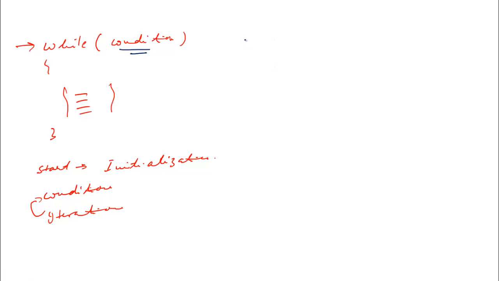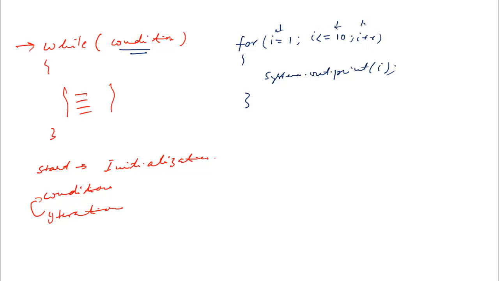Let's see the for loop once more, as I discussed yesterday. If I want to print from 1 to 10, how will I print it? Here, for i equal to 1, i less than equal to 10, i plus plus, then System.out.println(i). So this is the initial position, this is the condition, and this is the iteration.